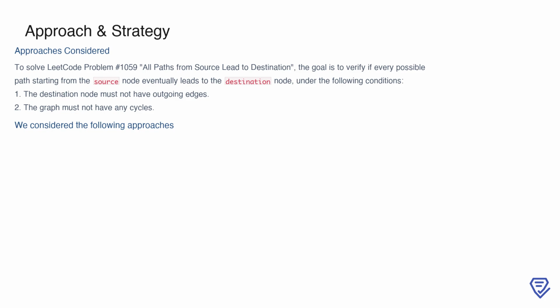Second, the graph must not contain any cycles, as cycles would allow paths to loop indefinitely without ever reaching the destination. These two constraints frame the problem and guide our approach. Several strategies were considered to address these requirements effectively, each with its own strengths and weaknesses.